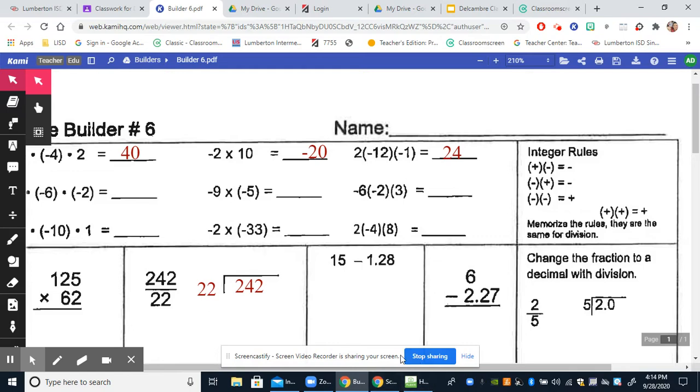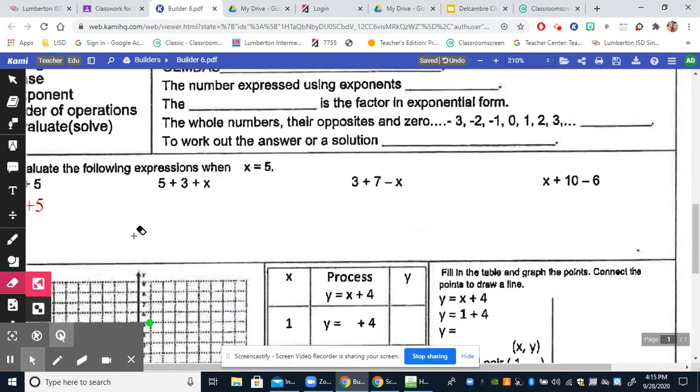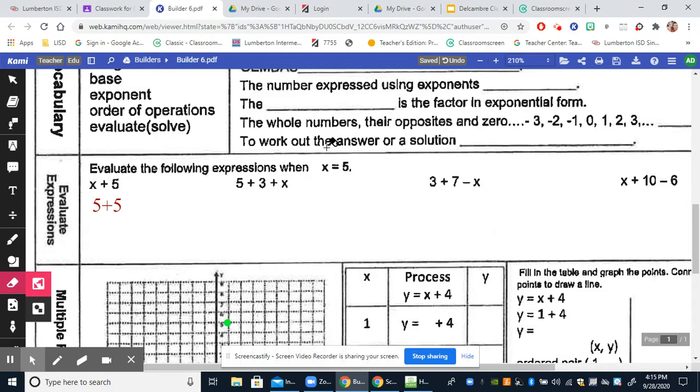I noticed that on some builders, like this one from last week, you set it up, but you need to answer it. So don't forget to answer how many times 22 can go into 242. All right. Here we go. 2 cubed is 8. 8 plus 7 minus 6. 8 plus 7 is 15. 15 minus 6 gives me 9. Your vocabulary is the same. I'm evaluating. I'm putting 5 in where I see x, so that would be 5 plus 5, and then you need to solve that.